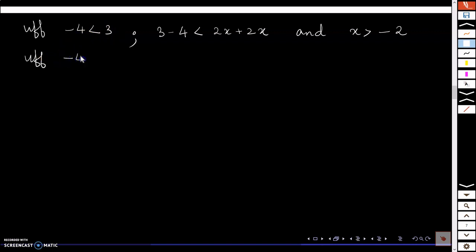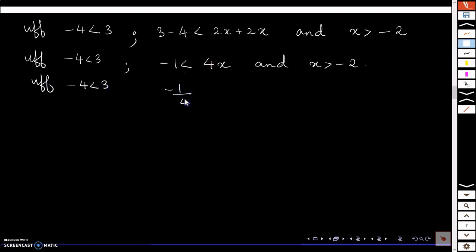And this is always true because 3 is bigger than minus 4. So I don't have to worry much about this condition because there is no x involved in it. So we won't get anything from here. It is always true. Now from here, minus 1 must be less than 4x and x must be bigger than minus 2. And that will happen if and only if this is as it is and I divide both the sides by 4. So x must be bigger than minus 1 by 4 and at the same time it must be bigger than minus 2.